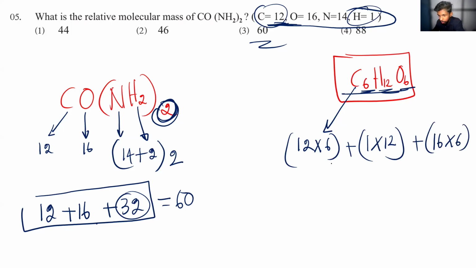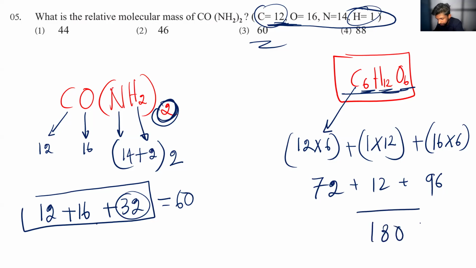Now we'll add all these things. 72 plus 12 plus 96. Then we'll add all these: 108. Did you get the idea how to calculate the relative molecular mass? So from this question, we have learned how to calculate the relative molecular mass. Now we'll move on to the next question.